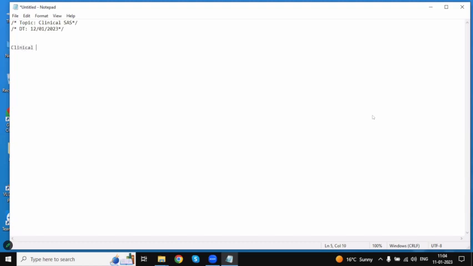So in this clinical session, we are going to discuss three topics. One is SDTM, ADaM, and TLFs. SDTM is nothing but Standard Data Tabulation Model. We also call it Study Data Tabulation Model.